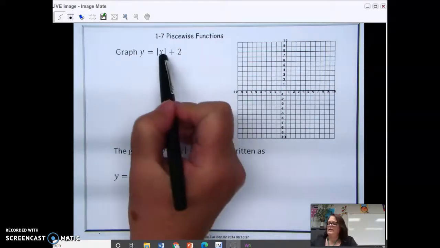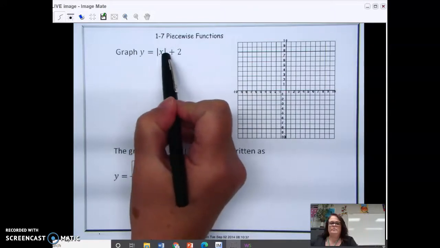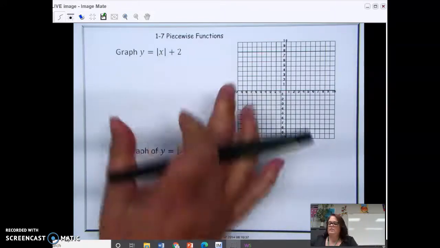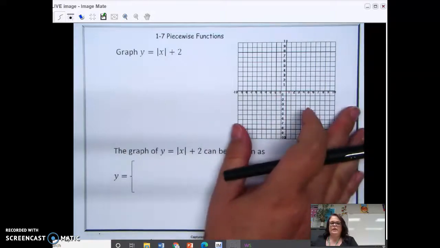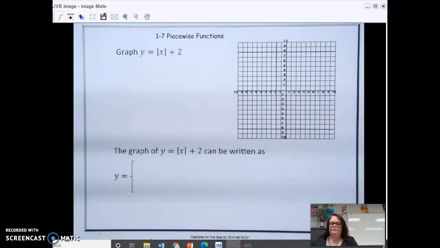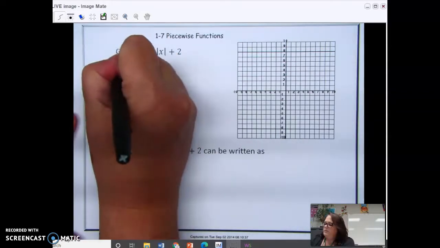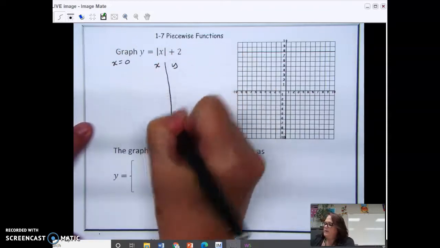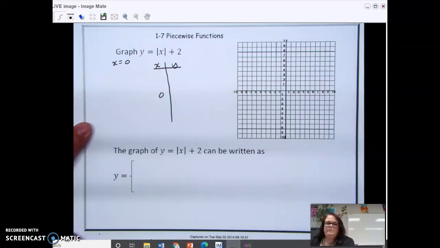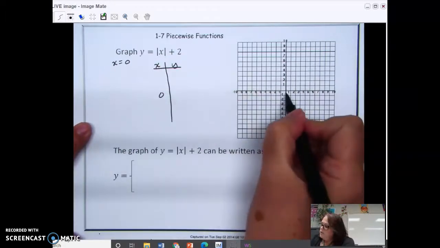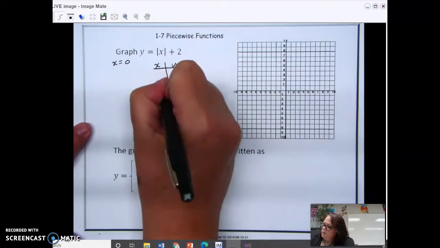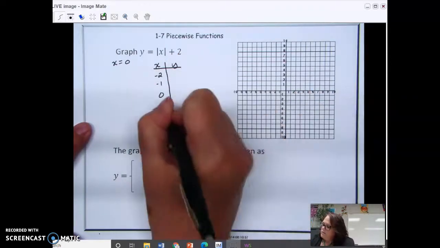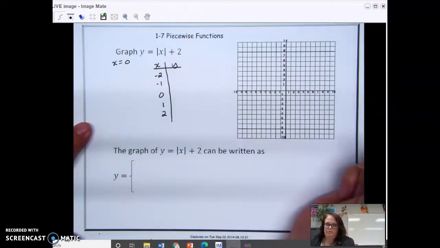So using the fact that you can find that vertex where this absolute value is equal to 0, see if you can set up an XY chart and go ahead and graph that absolute value function. All right, so where the absolute value is equal to 0 is when x is equal to 0. And so that means 0 is going to be my centerpiece. So to the left of 0, I see -1 and -2. And to the right of 0, I see +1 and +2.